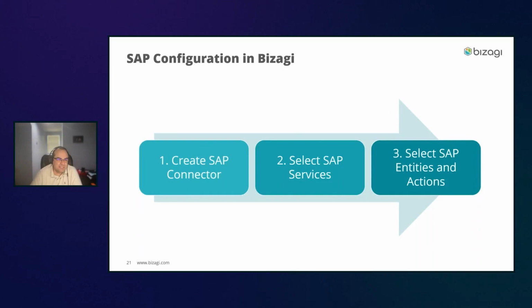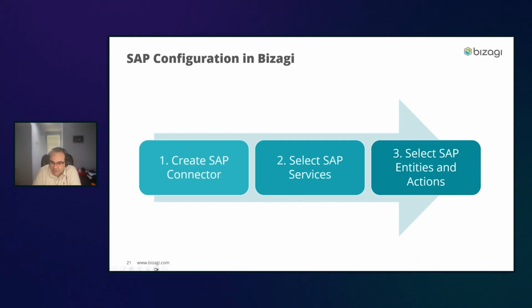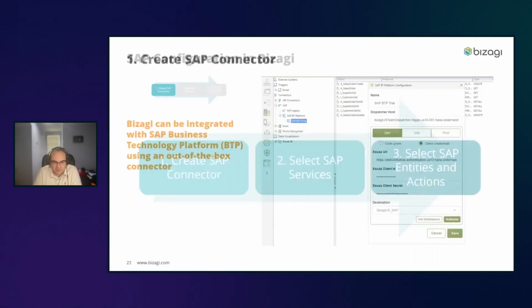And we are going to see here, okay. So as anything in Bizagi, the way to configure this connector is going to be very simple. We are going to follow a simple three-step process, which basically are going to be: configure the connector itself, that's the connection string, then select the SAP services that we are going to use. Bizagi is going to list them for us. And from those services that we are going to select, we need to select which entities and which actions specifically we are going to use. So let's go deeper into each one of these steps.